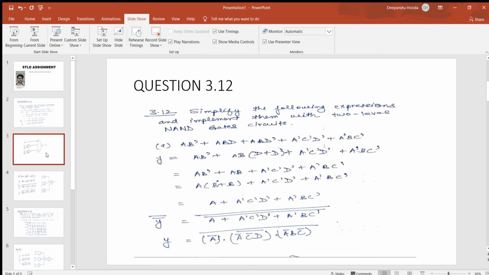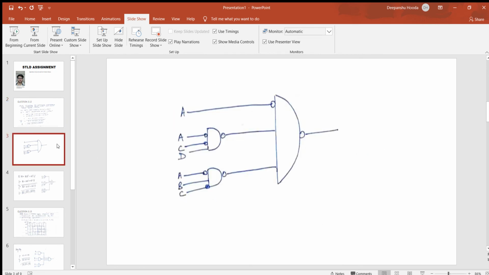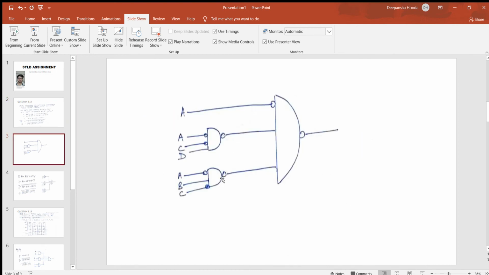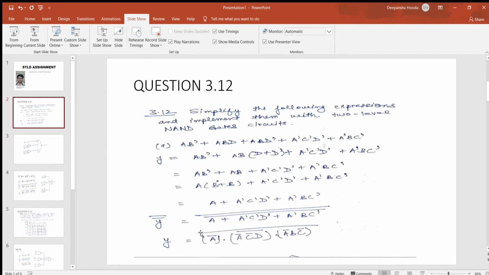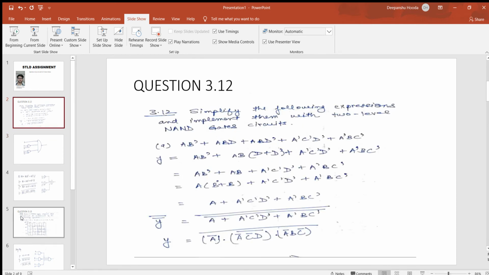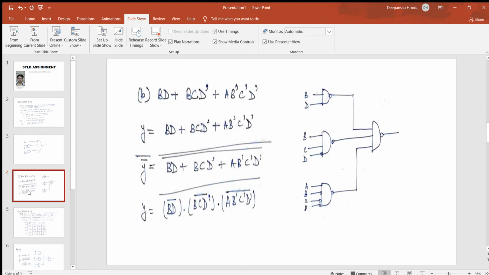So let's jump right in. This is A', B and C'. Just because this is a whole dash right here, we have to use the NAND gate right here, and we have a whole dash in all these terms. So this becomes this NAND gate. So we have solved this question. Now let's go to the next question.